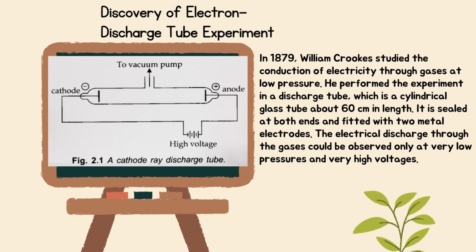In 1879, William Crookes studied the conduction of electricity through gases at low pressure. He performed the experiment in a discharge tube, which is a cylindrical glass tube about 60 centimeters in length. It is sealed at both ends and fitted with two metal electrodes. The electrical discharge through the gases could be observed only at very low pressures and very high voltages.